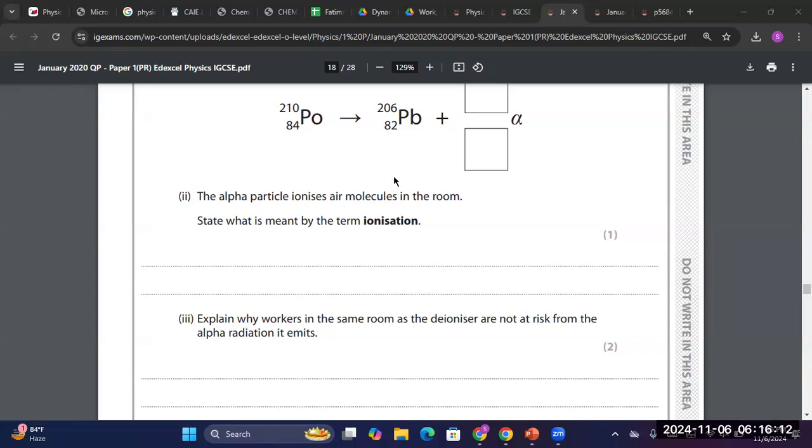Okay, ionization is the process where an atom turns into an ion. That's it. That's all ionization is. That's why this is only for 1 mark. The process by which an atom turns into a positive or a negative ion. Okay, that's all ionization is. A process that turns an atom into a positive or a negative ion.